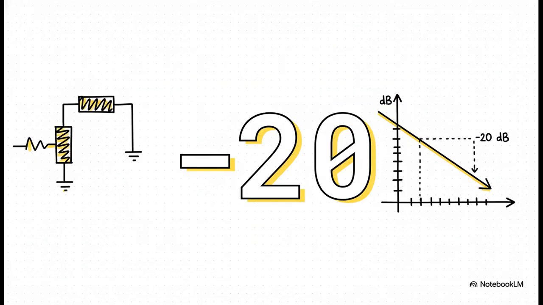And here is the magic number to remember. -20. -20 decibels per decade. That's the exact downward slope contribution of a simple first-order pole. If you have a basic RC filter circuit in power electronics, once you hit its break frequency, the signal's magnitude will reliably roll off at -20 dB for every decade, or factor of 10, increase in frequency.